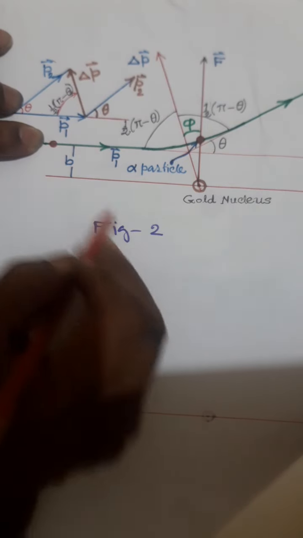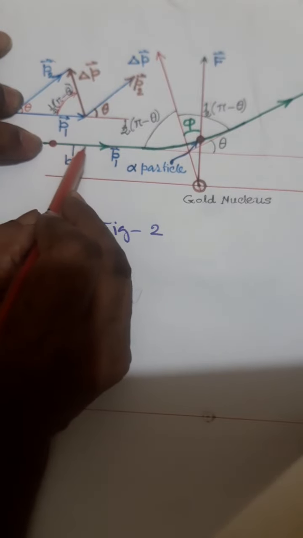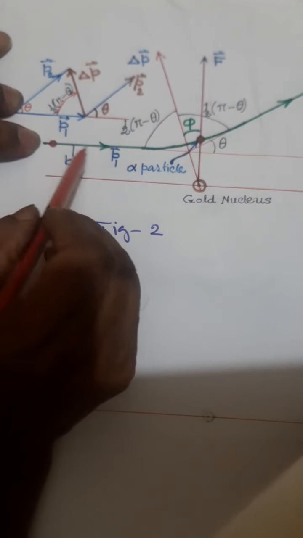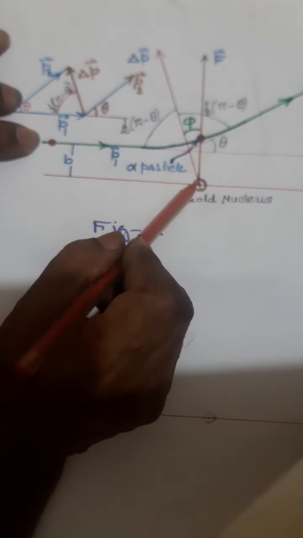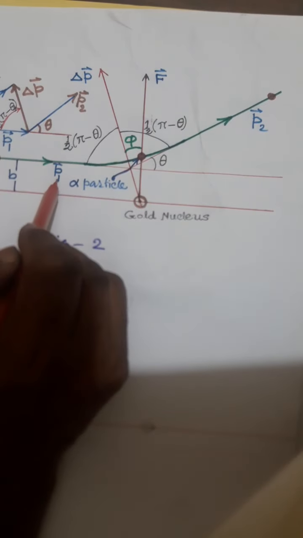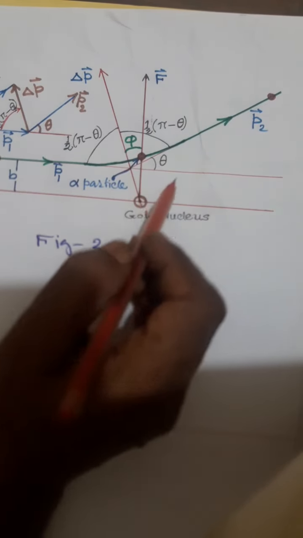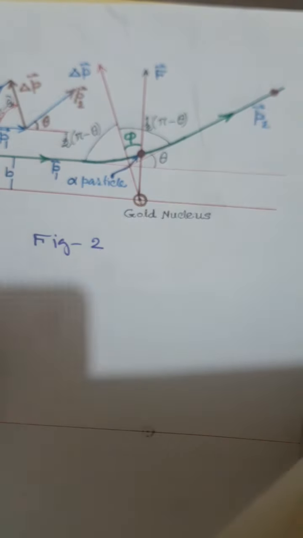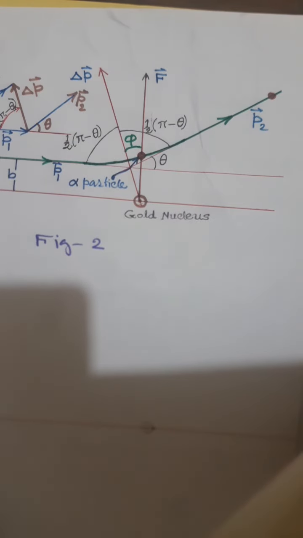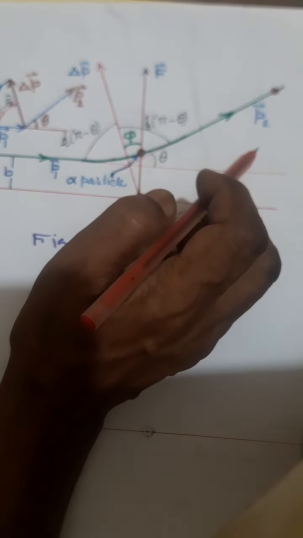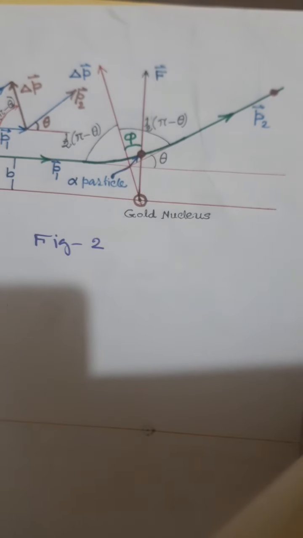In figure 2, you see an alpha particle with impact parameter b approaching a gold nucleus and it is scattered through an angle theta. The initial momentum of the alpha particle is P1 vector and the final momentum of the alpha particle is P2 vector. The angle between these two momenta is theta, which is the angle of scattering.